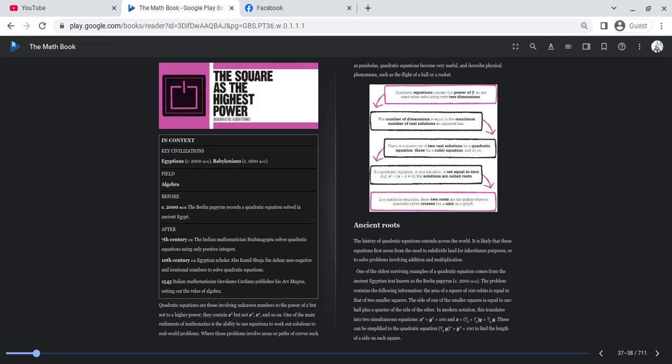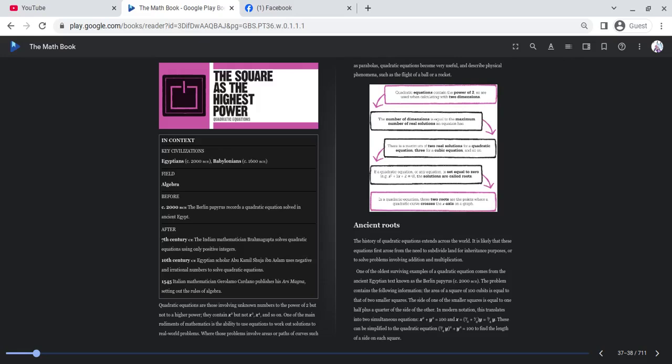After, 7th century, the Indian mathematician Brahmagupta solves quadratic equations using only positive integers. 10th century CE, Egyptian scholar Abu Kamil Suja ibn Aslam uses negative and irrational numbers to solve quadratic equations. 1545, Italian mathematician Girolamo Cardano publishes his Ars Magna, setting out the rules of algebra.